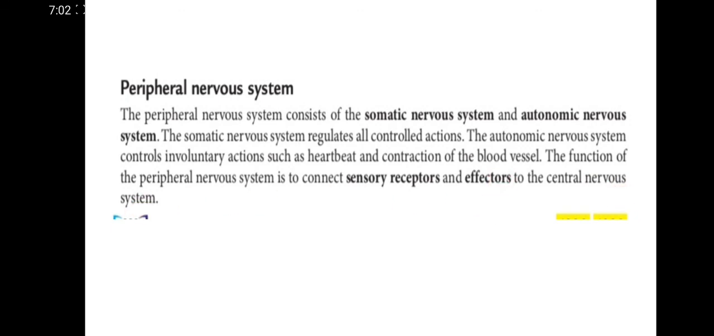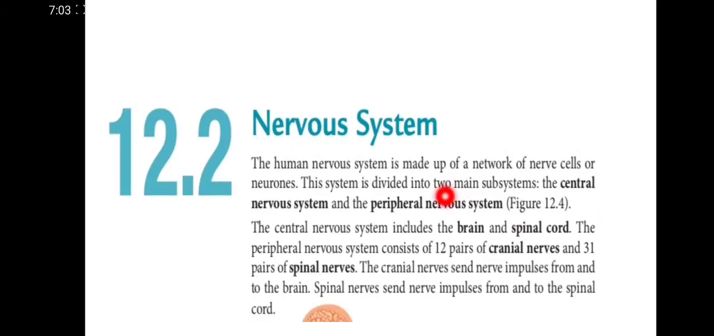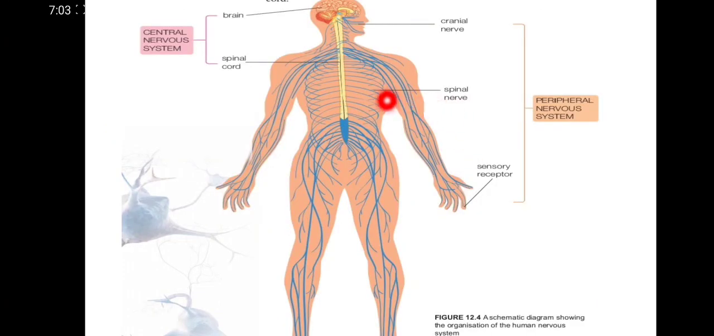So itu yang kita belajar hari ini. Okay, kita ada central nervous system dengan peripheral nervous system. Okay, central nervous system ada brain dengan spinal cord, dan peripheral nervous system dia ada cranial nerves dengan spinal nerves.